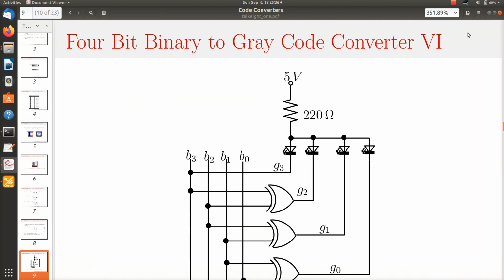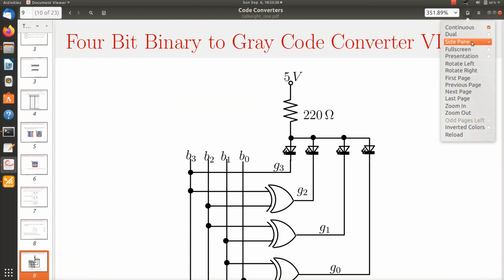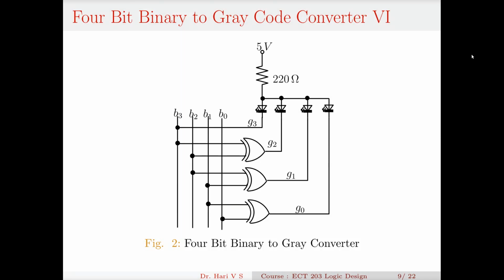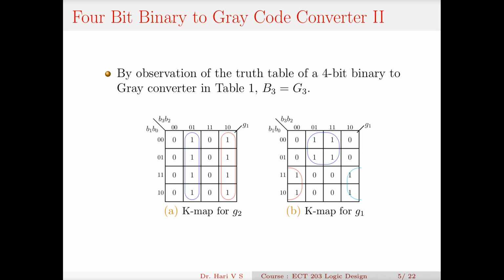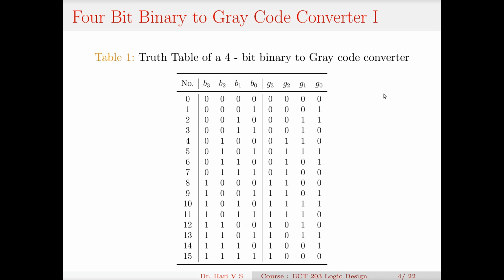Now let me go back to this presentation. Now let us think about a gray to binary converter. I haven't explicitly drawn the truth table. I use the same truth table. Only thing is, from this you can see that B3 is the same as G3. I haven't redrawn a new truth table.